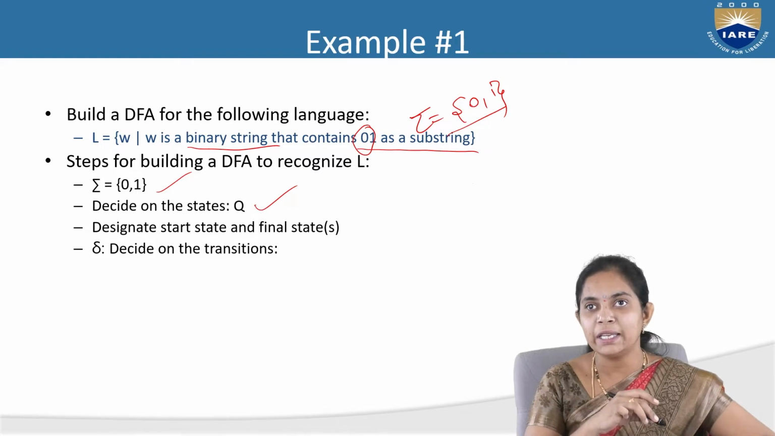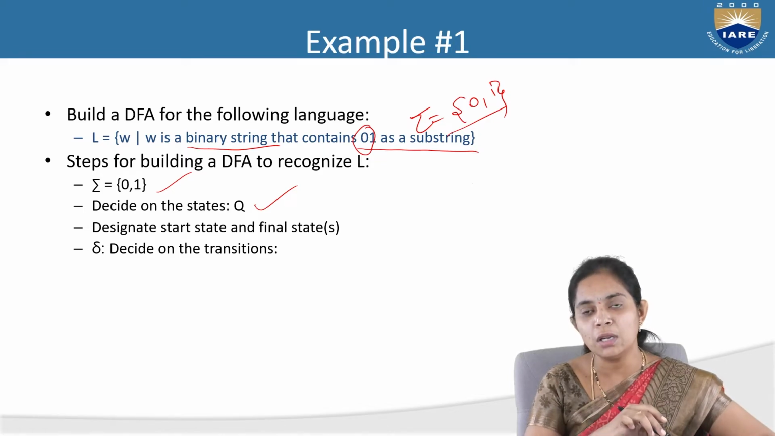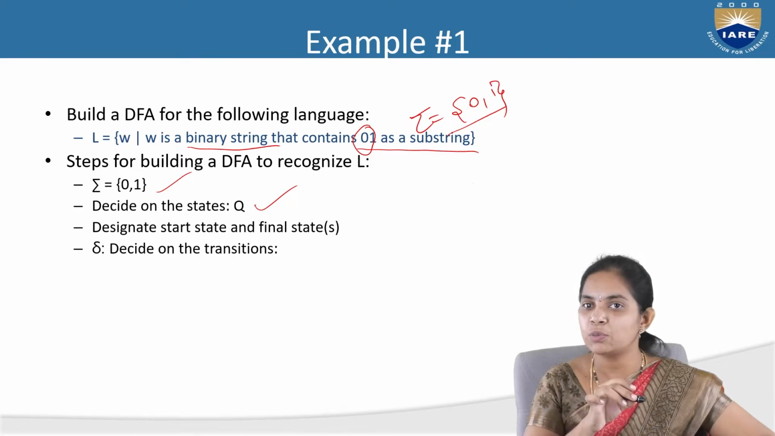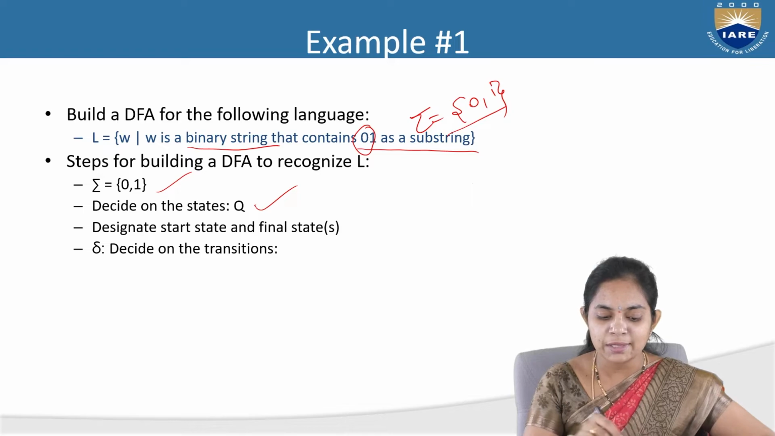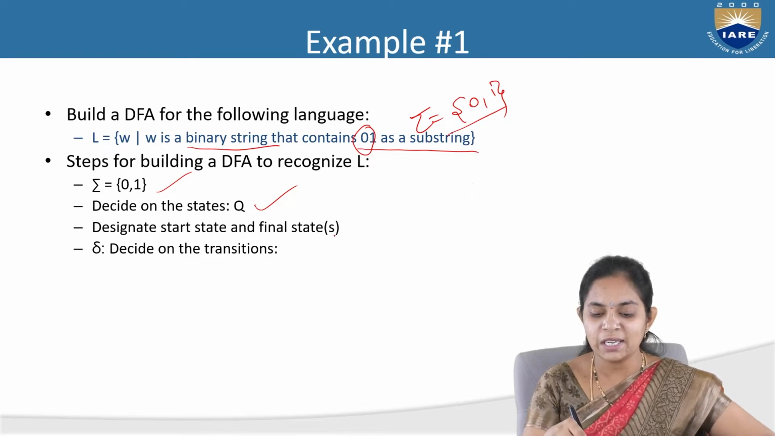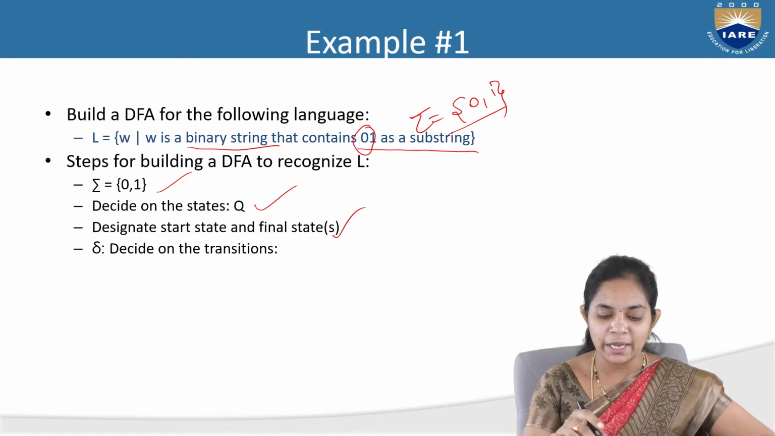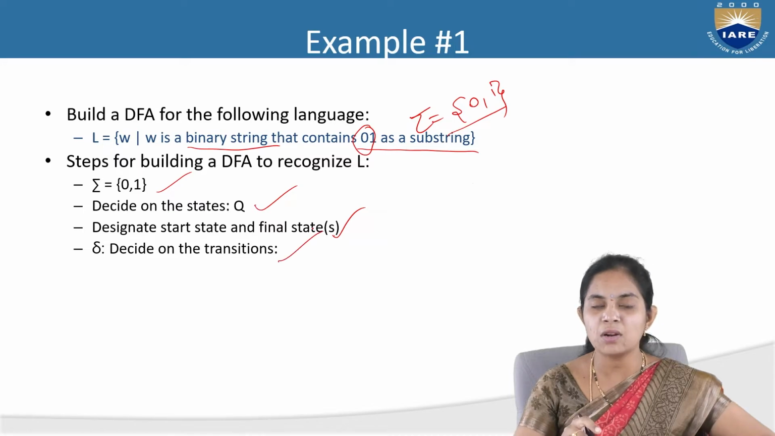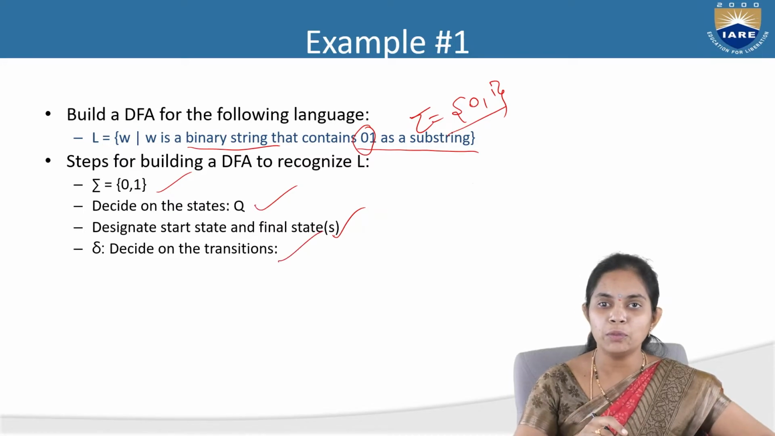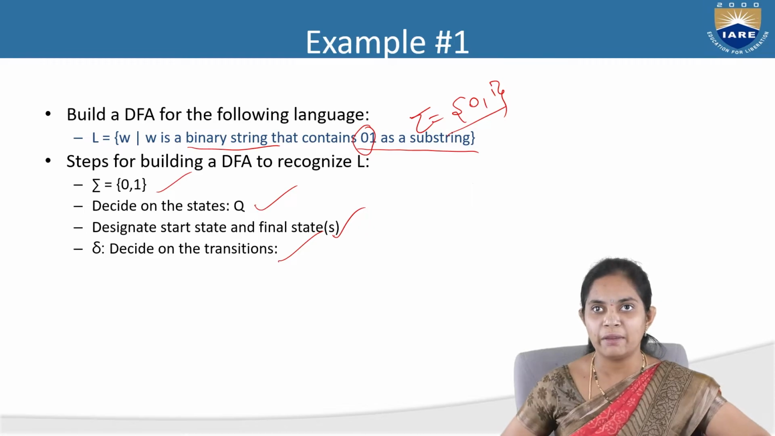Previously, in the definition, we discussed that it has a 5-tuple notation. In the 5-tuple notation, the first one is the finite set of states. Q is a finite set of states which contains all the states required for this DFA construction. Next, designate the start state and final state, the initializing state and the final state. And next, the transition function. These are the things we have to find before constructing the DFA.